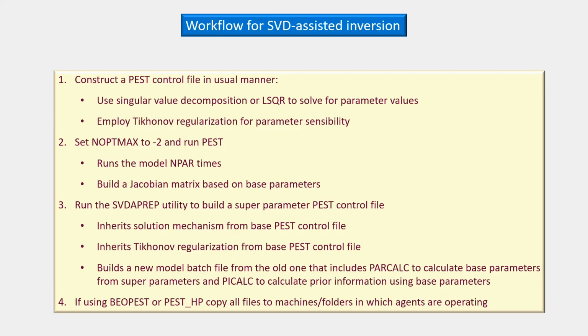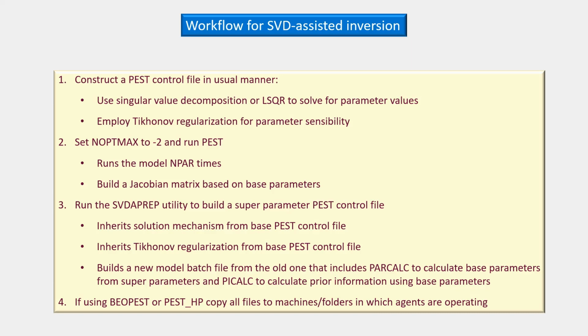So the workflow is rather simple. We set up a PEST control file. We don't even think about SVD assisted inversion as we're setting up a PEST control file. We have a singular value decomposition or LSQR section, just as we normally would, for reasons that we just spoke about. We add Tikhonov regularization to give us a solution to the inverse problem in which parameters are sensible and which is a minimum error variance solution to that problem.